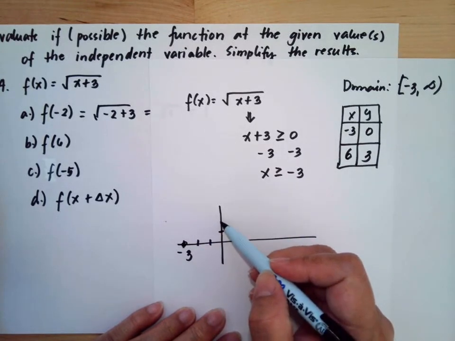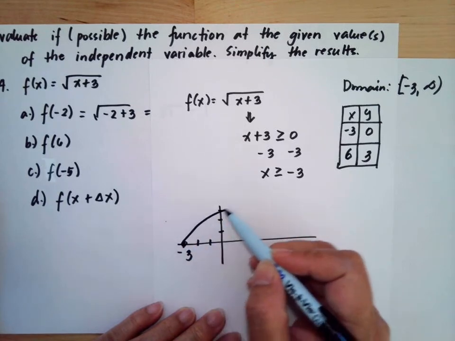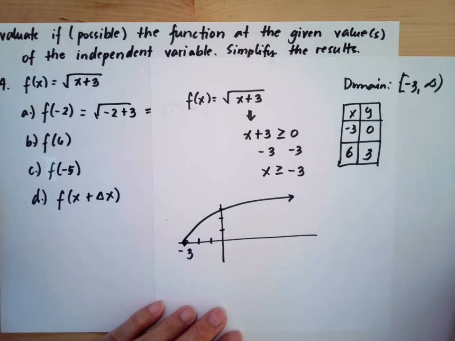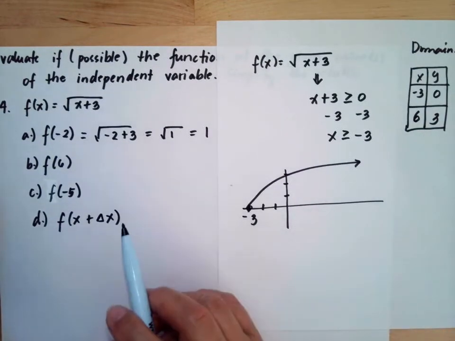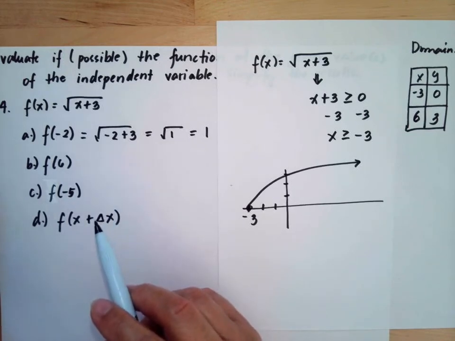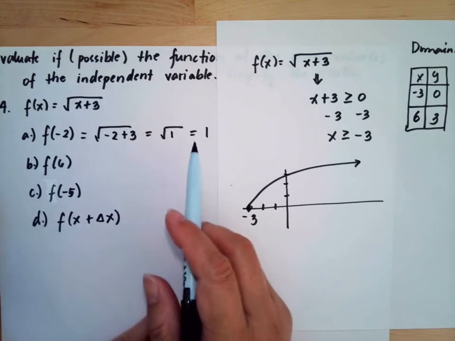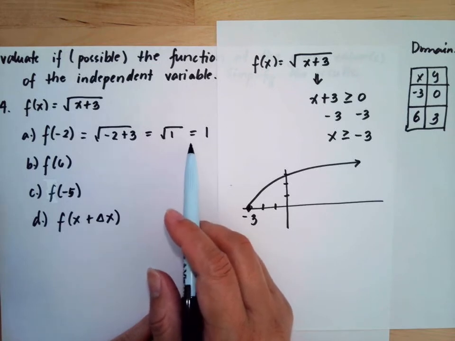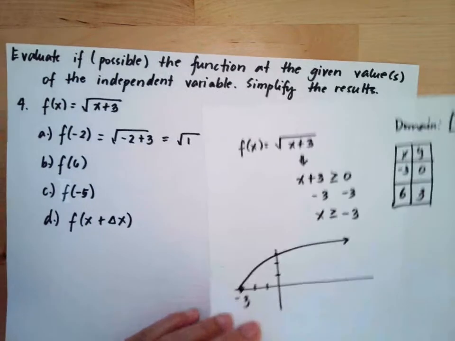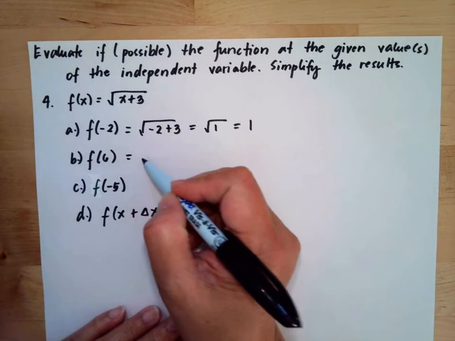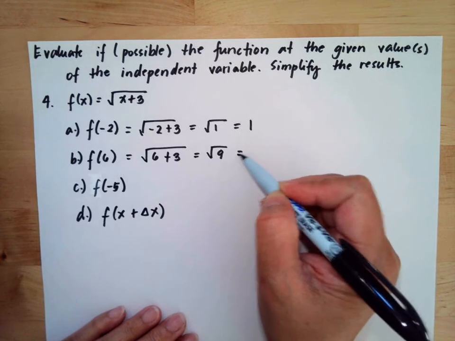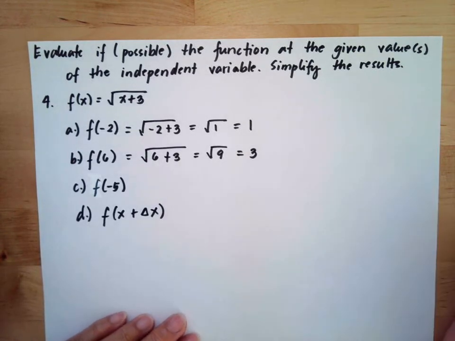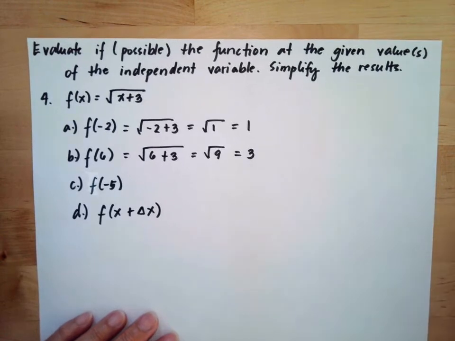Now, here we have 1, 2, 3. So, the graph is this. There's no negative y in the graph of our radical function, so we cannot take the negative one here. When you do the square root in a radical function, it's only positive. Now, for f of 6, we substitute 6 plus 3. This will be the square root of 9, and the square root of 9 is 3. Again, we only take the positive, because in the graph we don't have the negative.